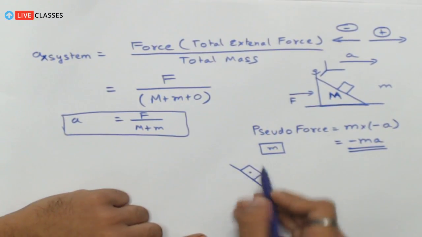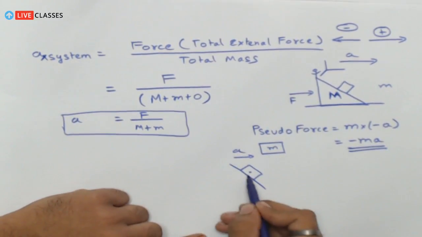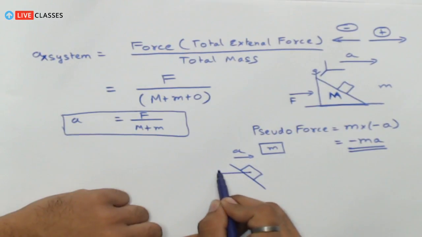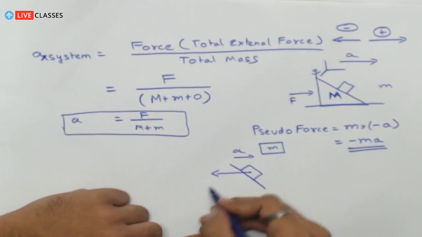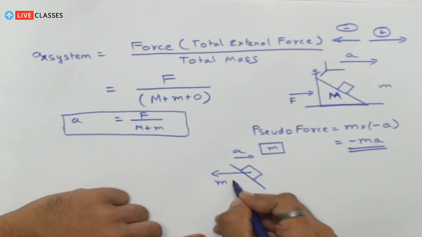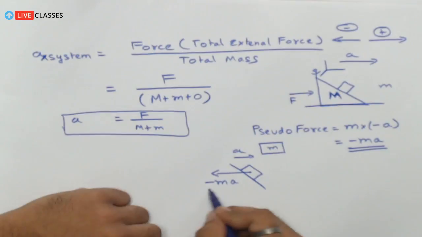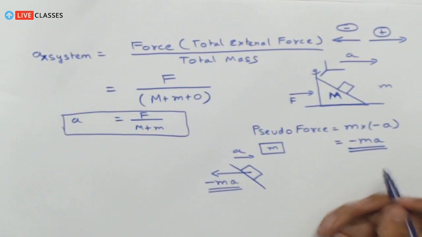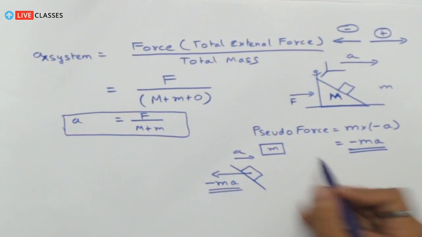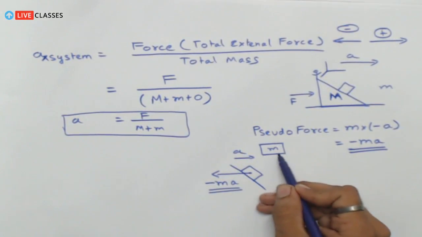So negative, as it has an acceleration of A on this side, the pseudo force will be on this side, right? As you can see, the negative sign is there, and that will be equal to ma. Always remember, whenever you apply pseudo force, apply it on the center of mass, okay? Cool. So this is the pseudo force acting on the block.